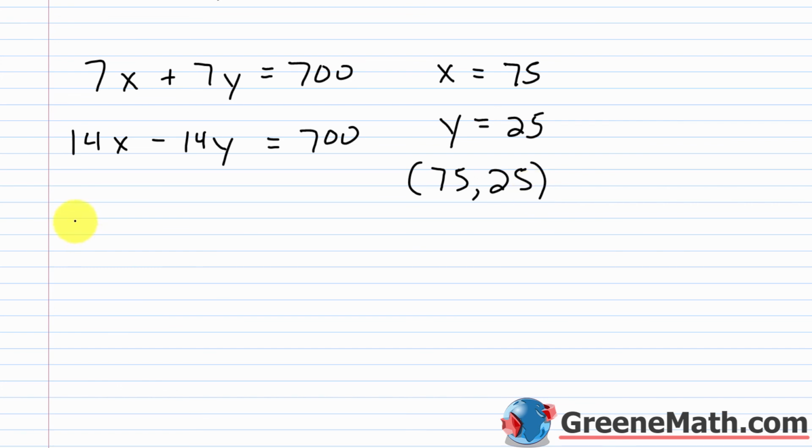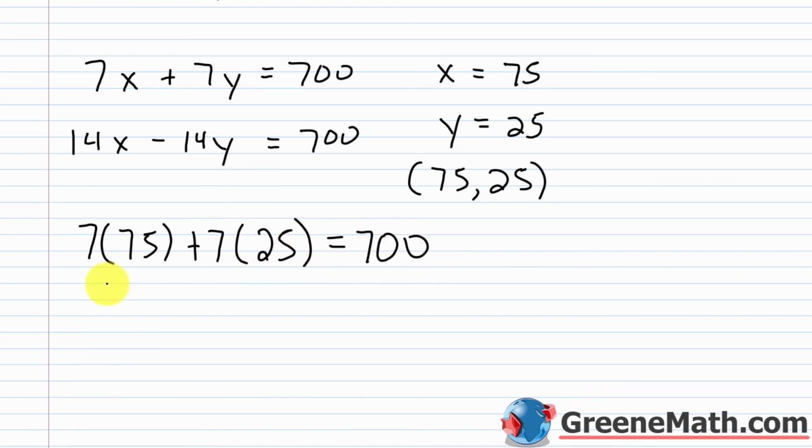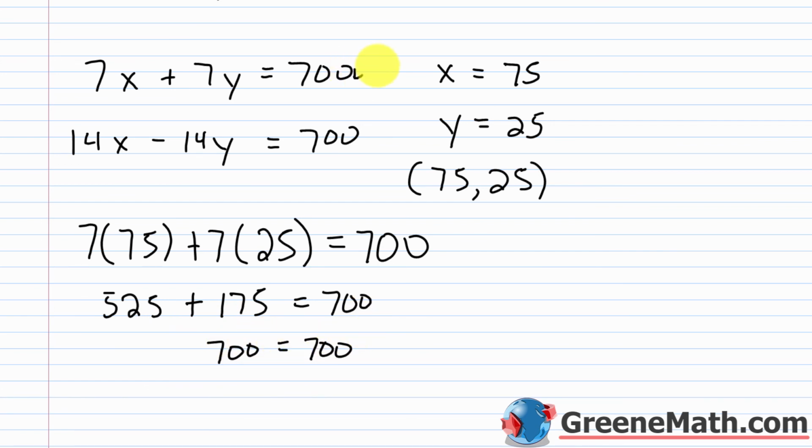So we'd have 7 times 75 plus 7 times 25 equals 700. So 7 times 75 is 525, plus 7 times 25, that's 175. This should equal 700, and it does. 525 plus 175 is 700. So these two sides are equal. So this one checks out.